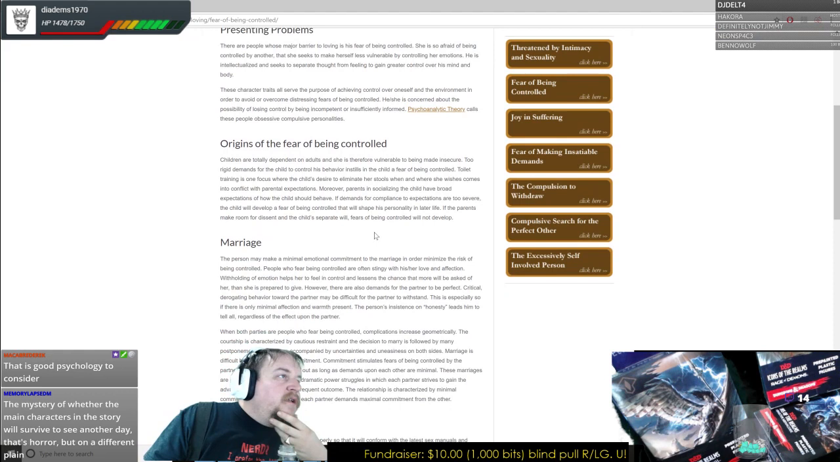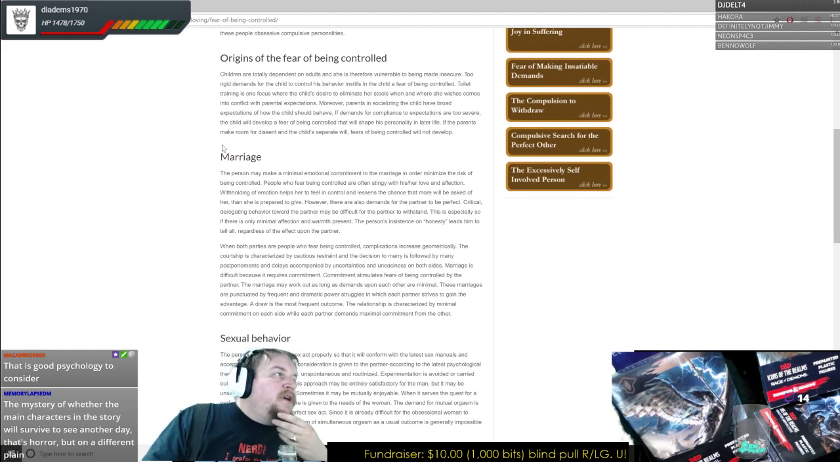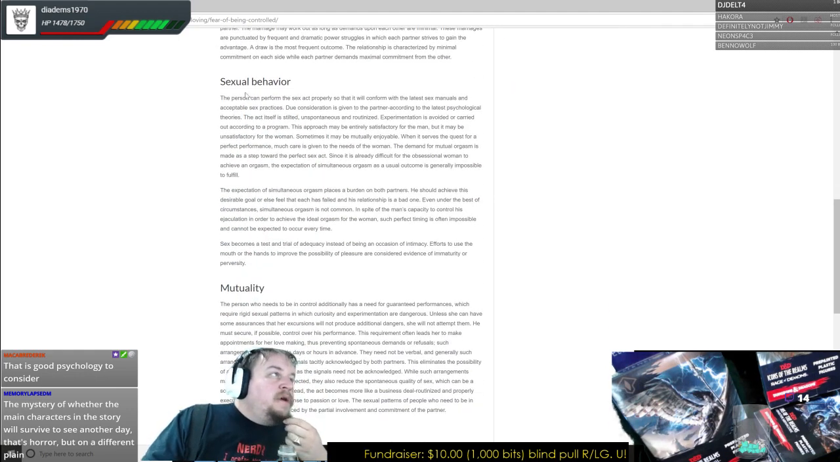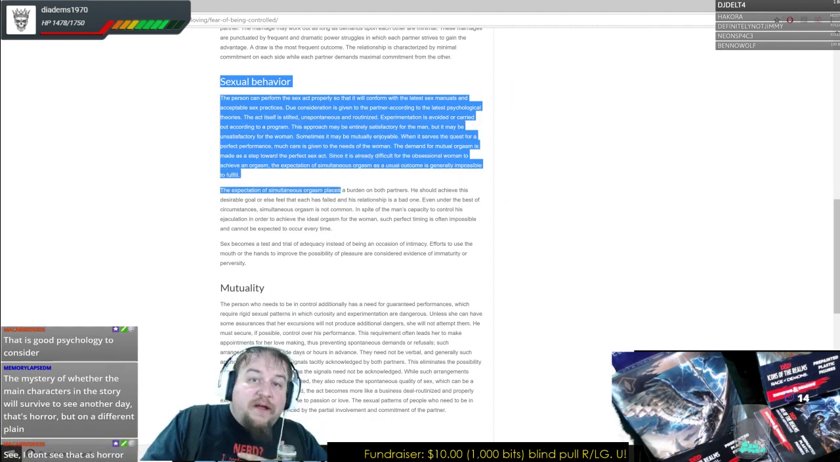Children are totally dependent on adults, and she is therefore vulnerable to being made insecure. Too rigid demands for the child to control his behavior instills in the child a fear of being controlled. Toilet training is one focus, where the child's desire to eliminate her stools when and where she wishes comes into conflict with parental expectations. Okay, so outside pressures, cultural and or religious institutions like marriage. And you know what? This is stuff that affects people on a very fundamental level.